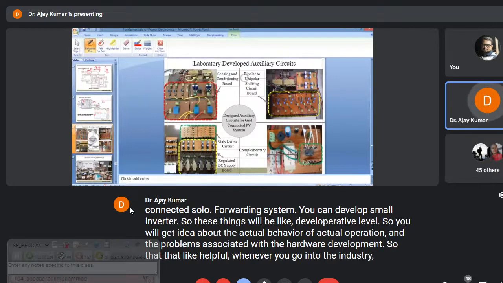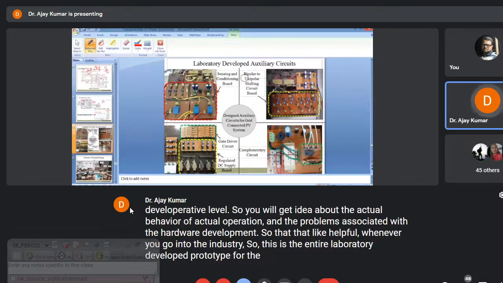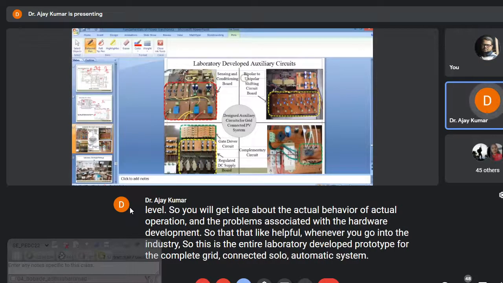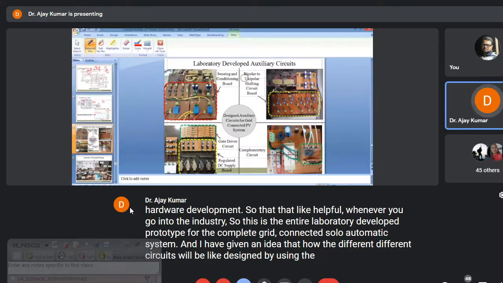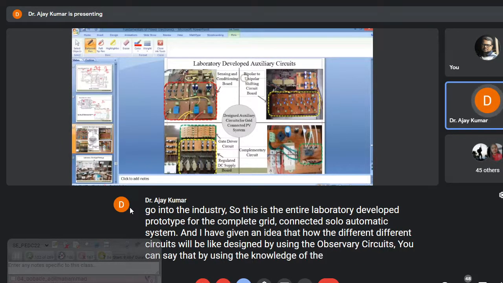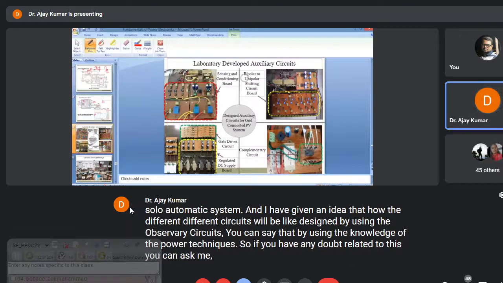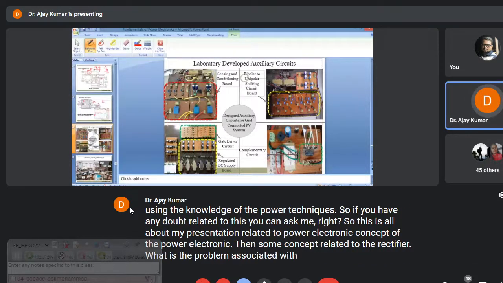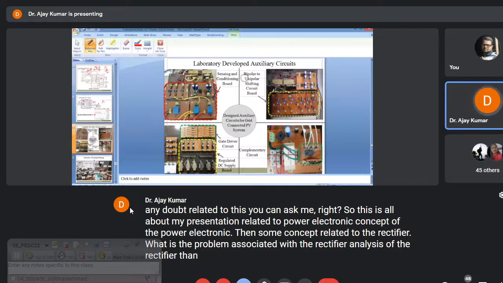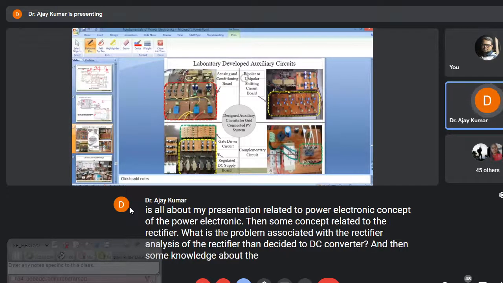So this is the entire laboratory developed prototype for the complete grid connected solar photovoltaic system. And I have given an idea of how the different circuits are designed by using the auxiliary circuits, by using the knowledge of power electronics. So if you have any doubt related to this, you can ask me, right? So this is all about my presentation related to the concept of power electronics, some concepts related to the rectifier, what the problems associated with the rectifier are, analysis of the rectifier, then DC to DC converter, and then some knowledge about the hardware development process.